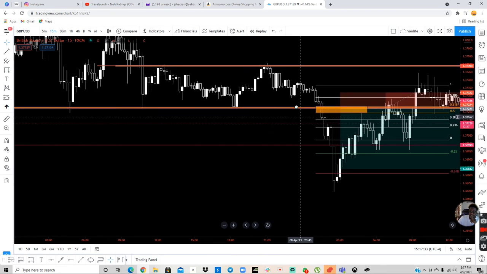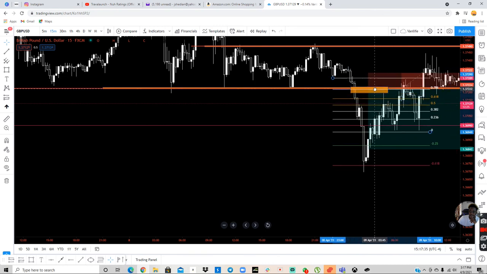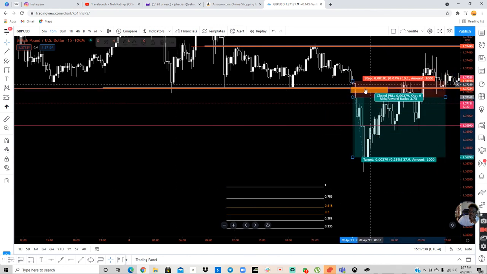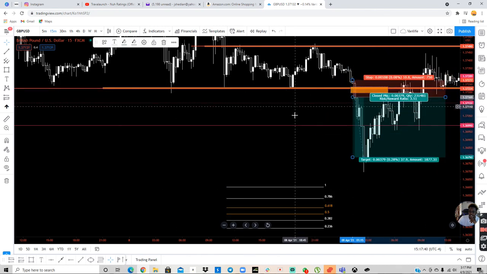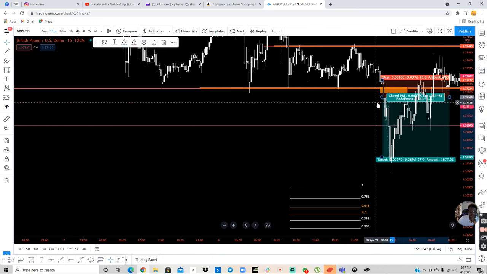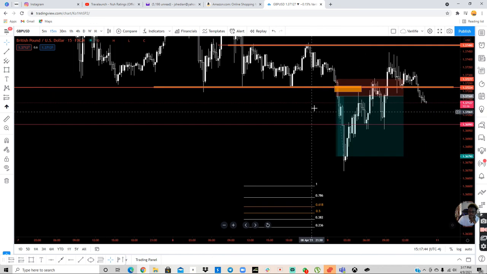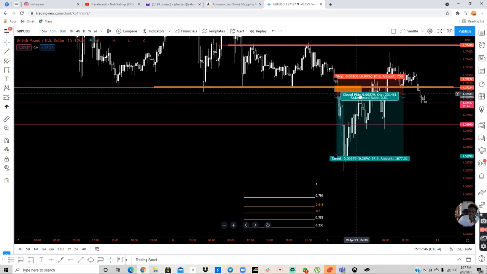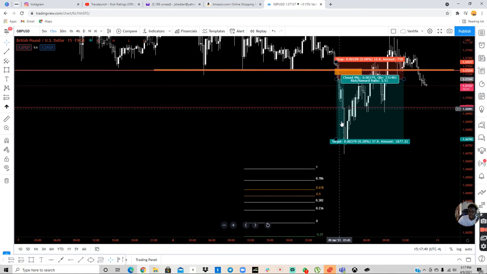GU, we didn't get the confirmation I was looking for. Just by looking at GU right here, I could have actually sold when the 15-minute candle closed right here. I know this is a 10 pip stop, but I could have sold it.